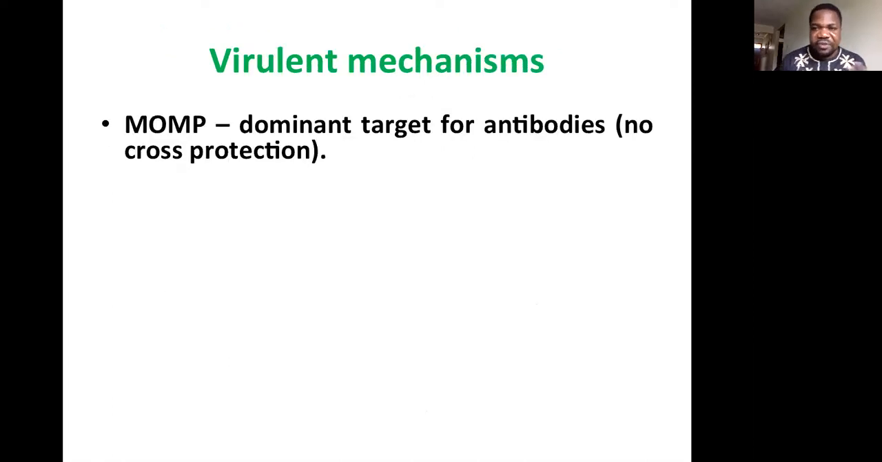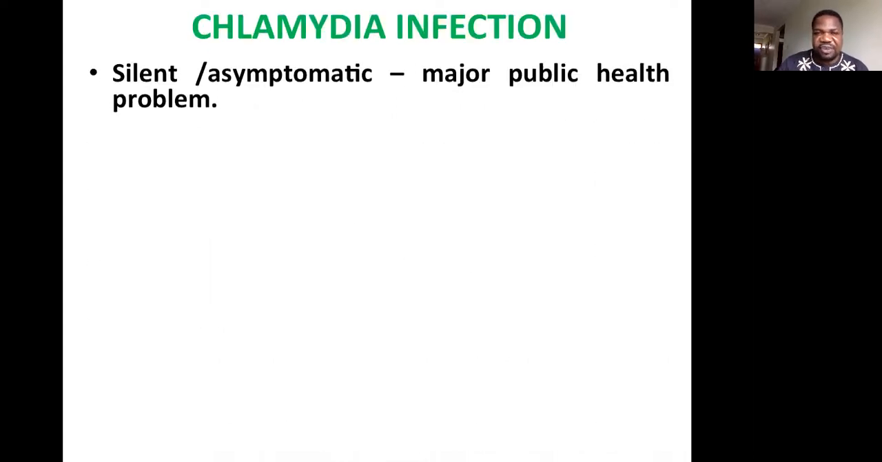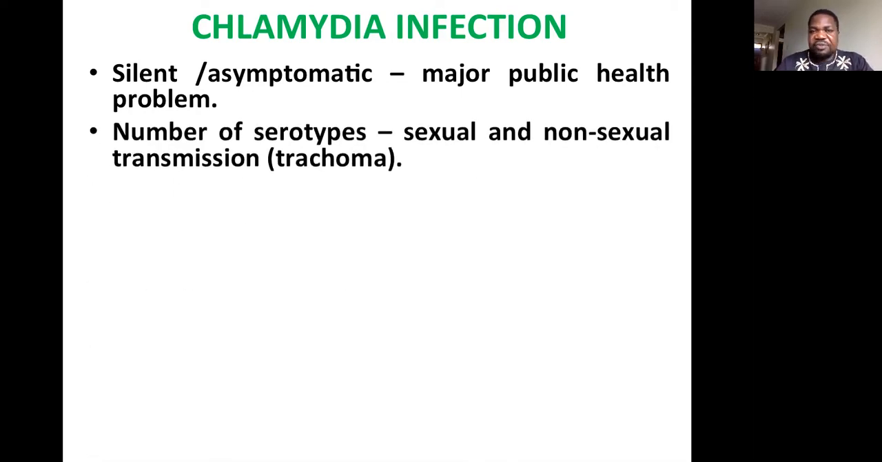Okay, it also has different virulence mechanisms, like the MOMP, which is a dominant target for antibodies but unfortunately does not lead to cross protection. And it also has the PMPs, which are surface proteins that lead to phase variation. All this makes the development of a vaccine against Chlamydia trachomatis infection difficult. It usually leads to silent and asymptomatic infections, and that is a major public health problem because you might not notice it until you have serious complications.